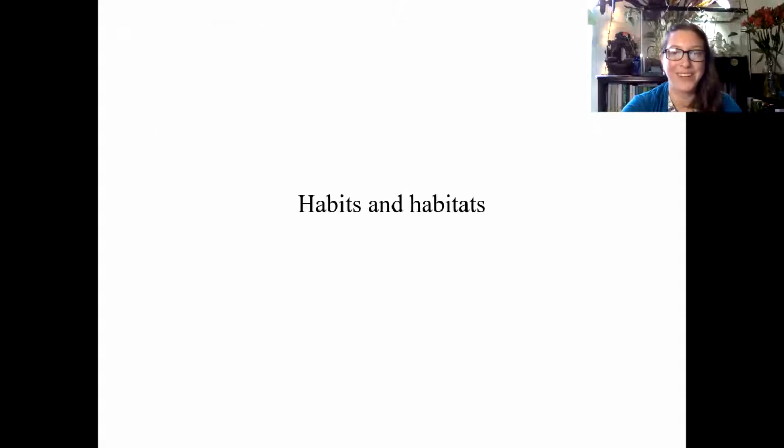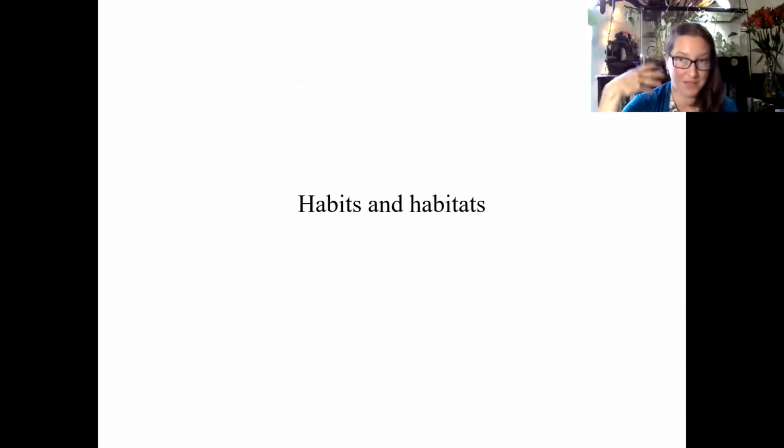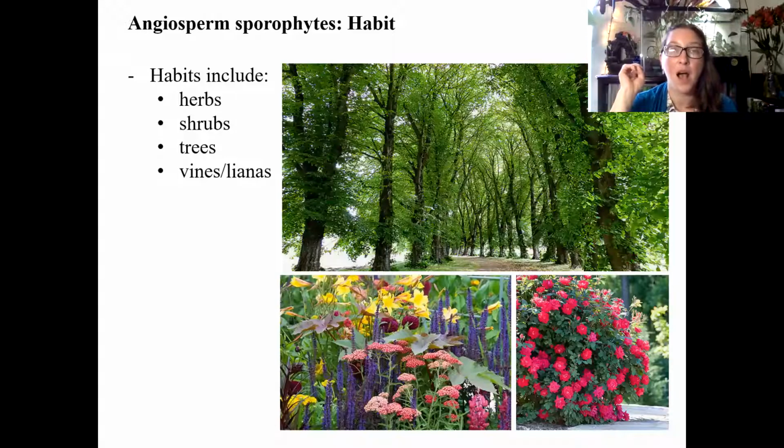I'll spare you. What do they look like and where are they found? Habit is their form, and habitat is where they live. So what do they look like and where are they found? What do they look like? Everything, pretty much. Angiosperms can be herbs. Angiosperms can be shrubs. They can be trees. They can be vines, which are herbaceous, and lianas, which are woody vines.